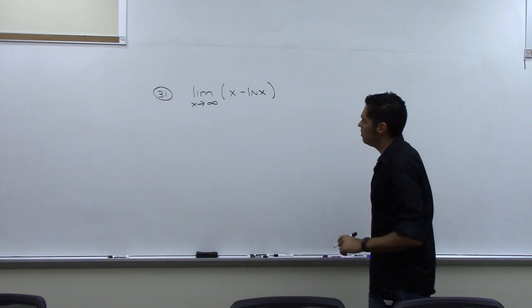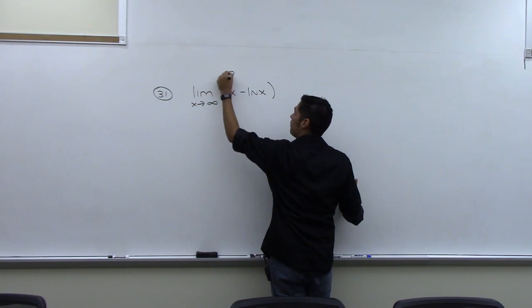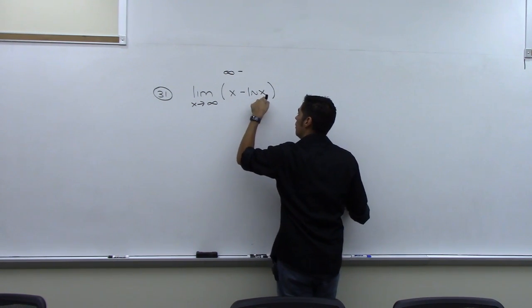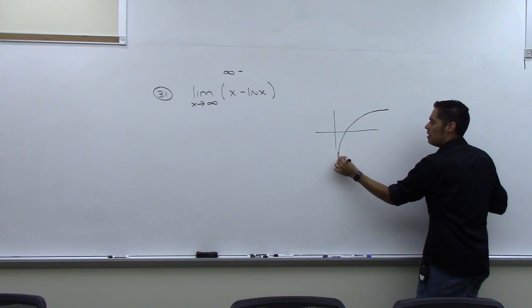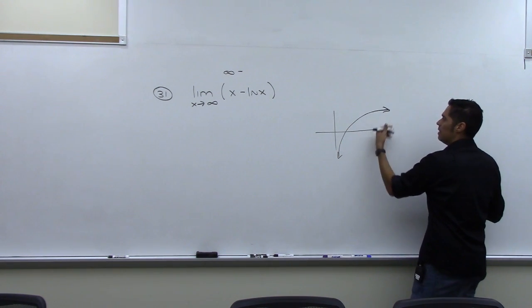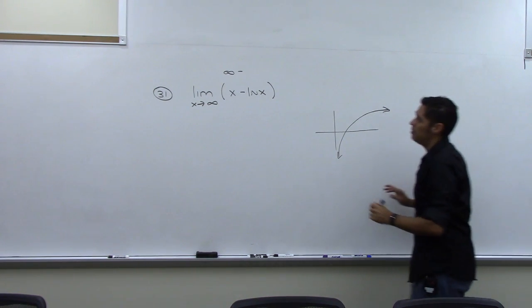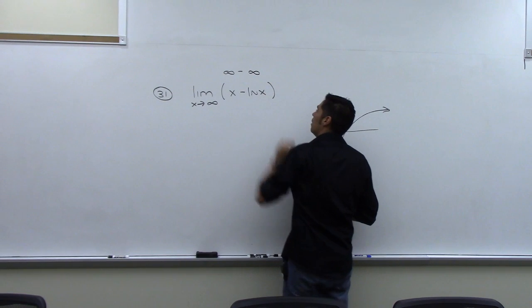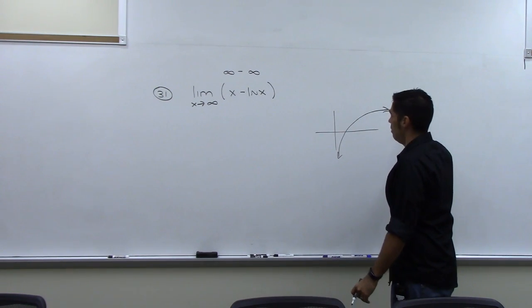All right, so what happens as x goes to infinity? Well, this goes to infinity minus natural log of infinity. So take a look at the natural log function. Here it is. And we know that as you go to infinity, this thing grows without bound. It goes up to infinity. So we know that this goes to infinity also. All right, so infinity minus infinity, we need to work on that.